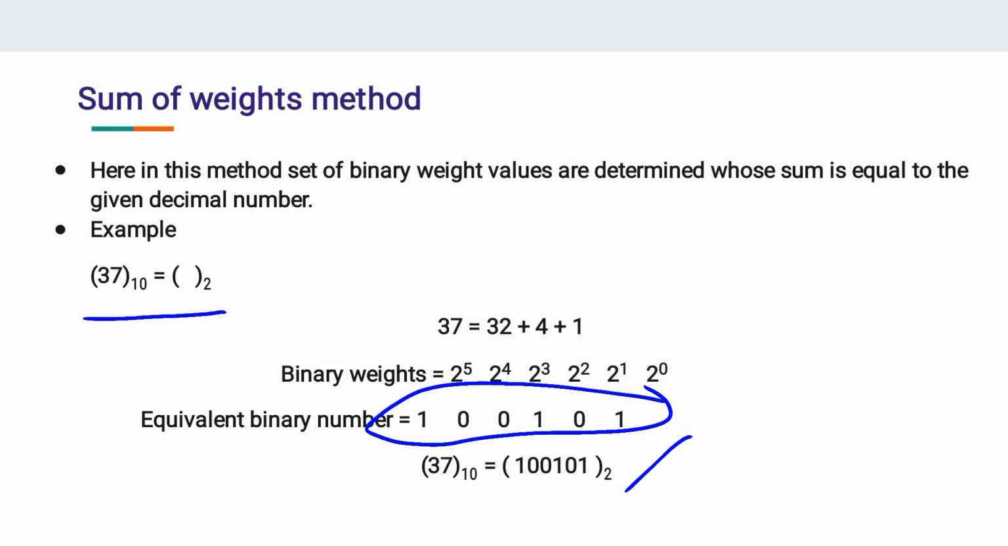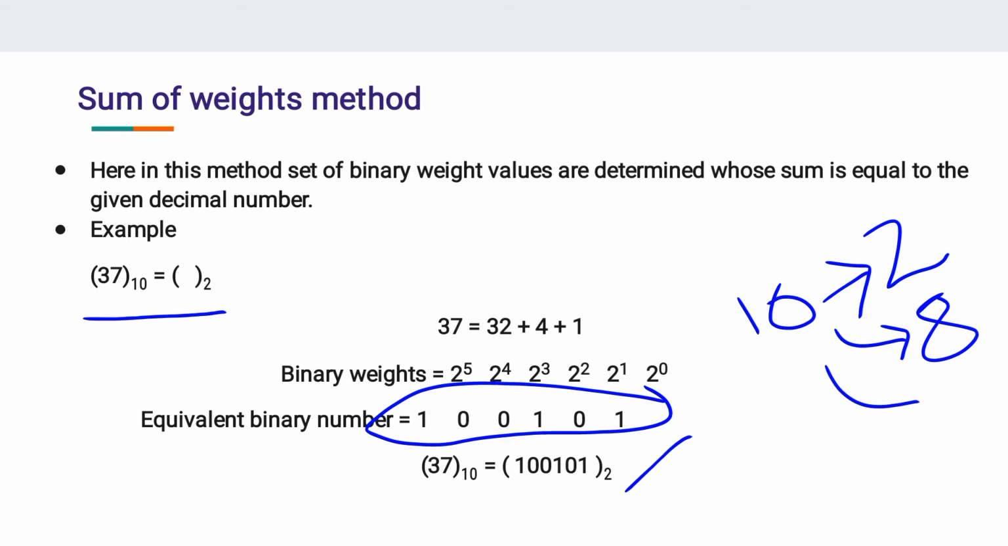So this method is only used for decimal to binary conversion. You can't do it for decimal to any other conversion, that is 10 to 8 and 10 to 16, nothing but decimal to octal, decimal to hexadecimal. You can't do this, right? So you just have to take the conversion from decimal to base 2, nothing but binary.